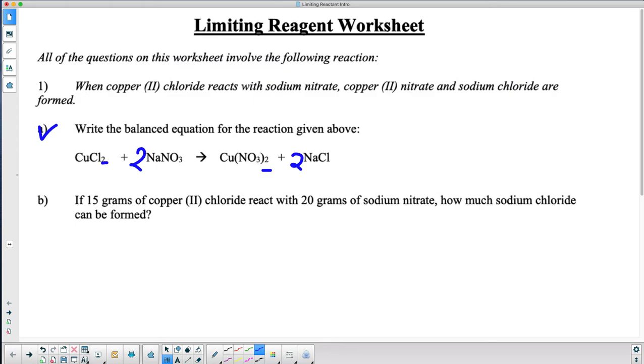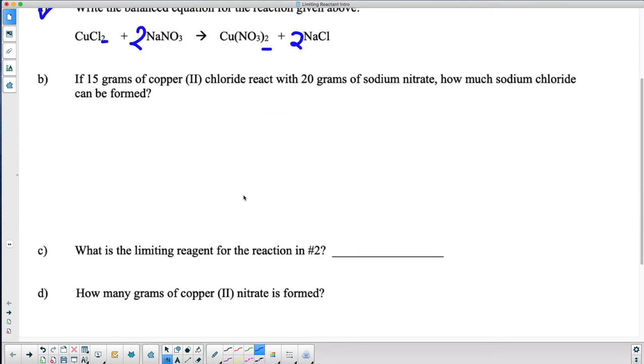So here's what I'm going to do. You notice that in the video, the guy went from copper chloride to sodium nitrate, and then compared them to see which one runs out first. And then he went from sodium nitrate to copper chloride, and saw which one ran out first. We're not going to do that. What we're going to do is two mass-to-mass problems. I'm going to do them in a row, and two of them.